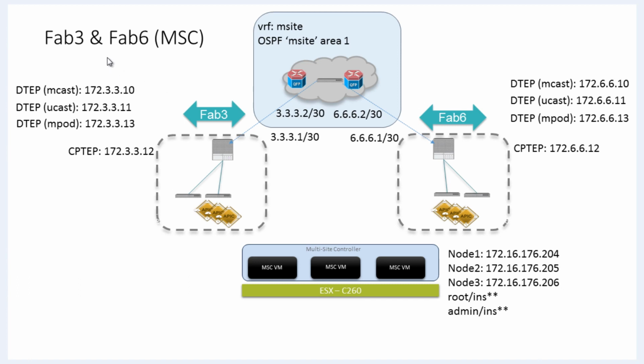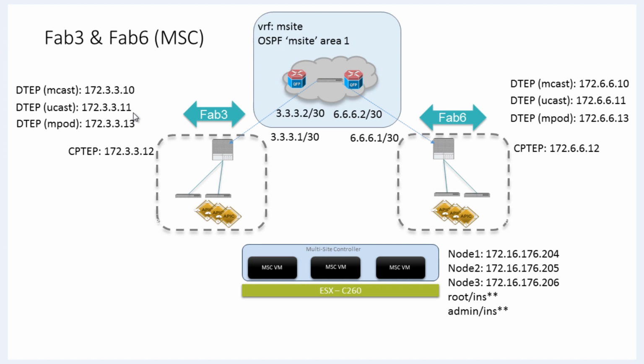On my left side here under Fabric 3, the first one is my multicast destination TEP. So if I need to send traffic to every other site, that's a multicast address we're going to be using. Below that is my unicast address. So if I have to have traffic sent to a single site, that's where my destination TEP would use the unicast address. And below that we have a multipod TEP address.